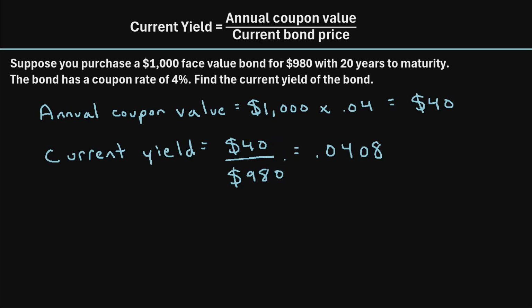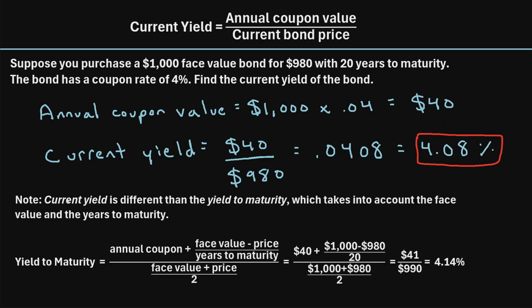So if you punch in 40 divided by 980 into a calculator, you get 0.0408. Or as a percentage, we just move the decimal place twice to the right. That would be 4.08%. This is the current yield of this bond.